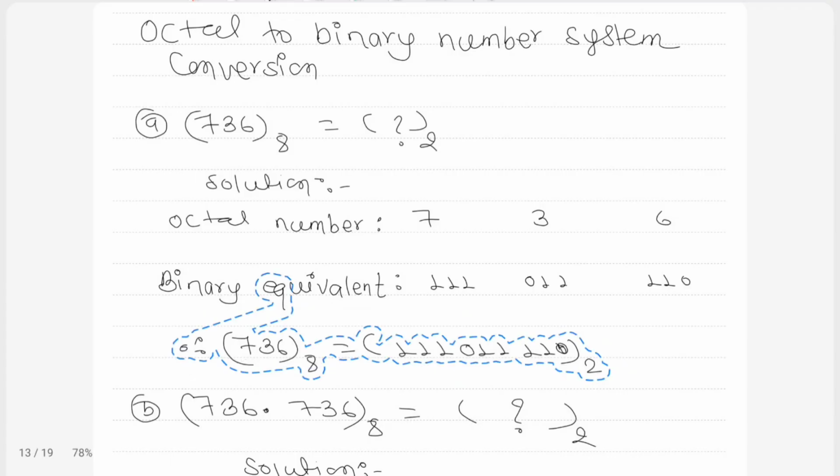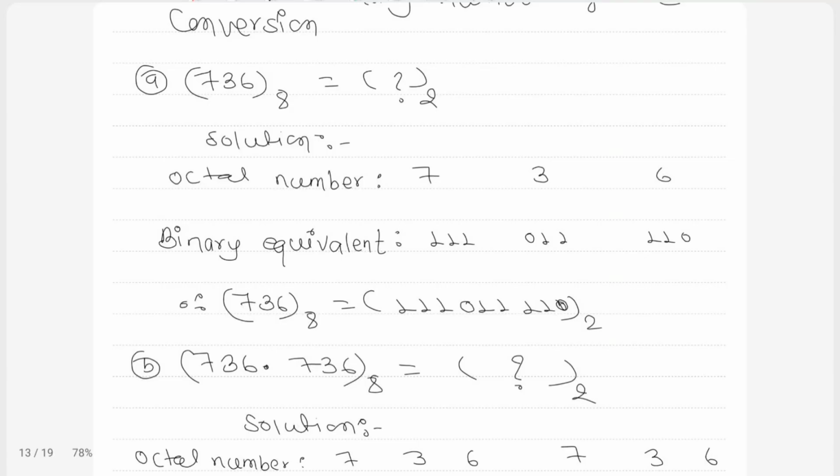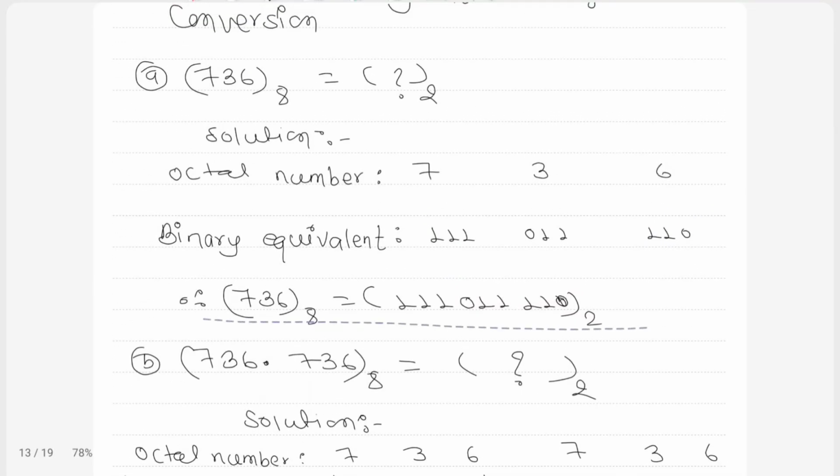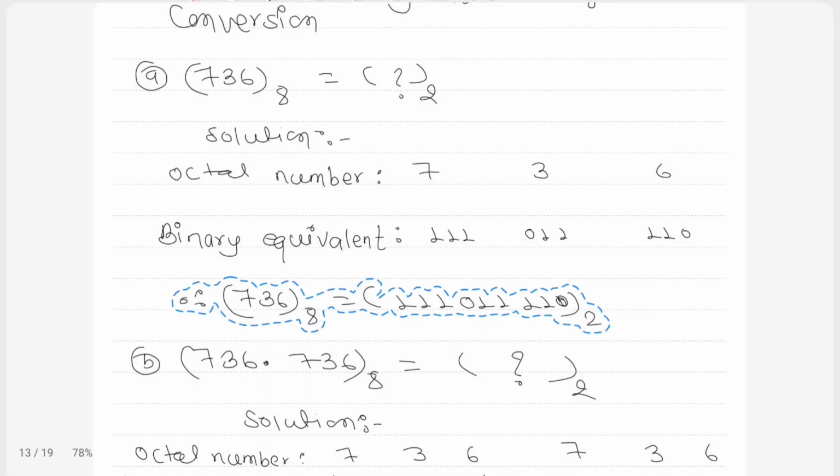Octal to binary number system conversion. First of all, write down the octal number like this, and then after its binary equivalent. What is the binary equivalent of the octal number 7? It is 111, and 3 goes 011, and 6 is 110, like this. Then after you write down your answer.